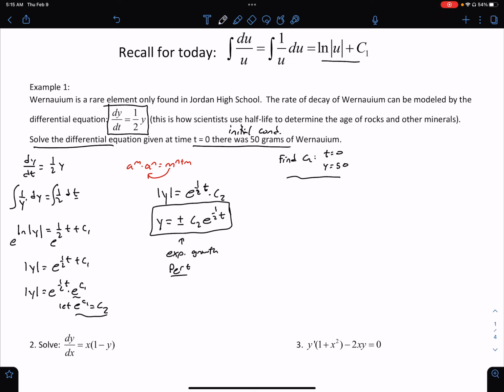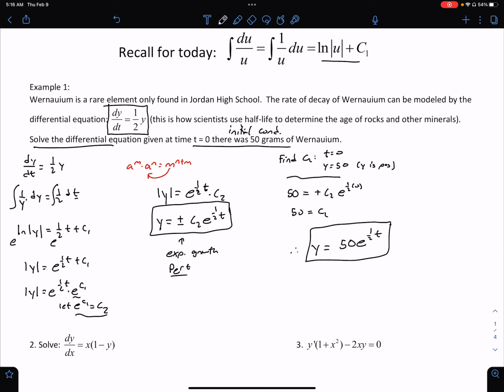Now, again, just like yesterday, notice we have two choices. We have the positive, we have the negative, but my y value here is positive, so we're going to pick the positive. So we can say y is positive here. So I only want the positive one. So I plug in, y is 50. We want the positive C2, and this becomes e to the 1/2 times 0, and that's just 1. So we get 50 equals C2. So therefore, our equation would be y equals 50 e to the 1/2 t. And there's our equation right there.